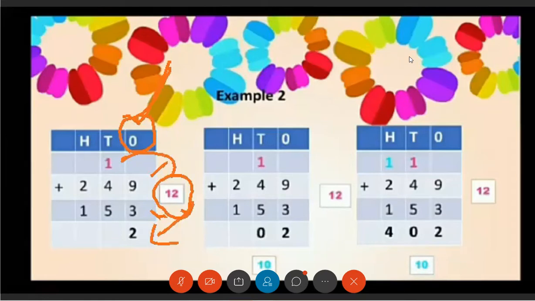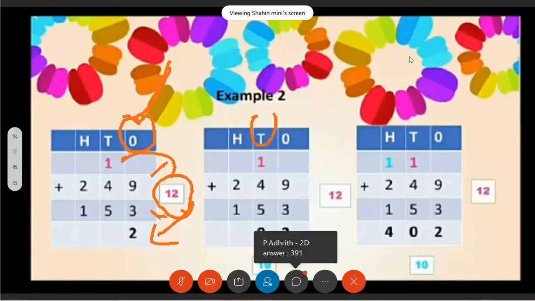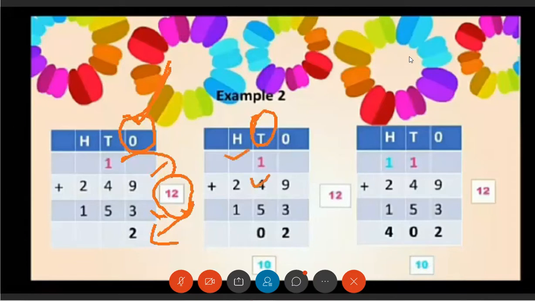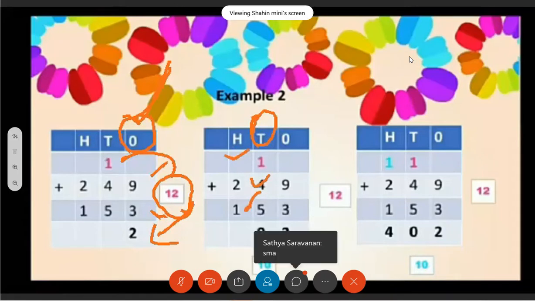So step 1 is over. Now we will go to step 2. What is step 2? Tens. Step 2 is we are going to add all the numbers in the tens. What are the numbers we have in tens? 1 plus 4 plus 5. 1 plus 4 is equal to 5. 5 plus 5: 5 in the mind, 5 on the fingers. After 5: 6, 7, 8, 9, 10. So we got 10 in the box.